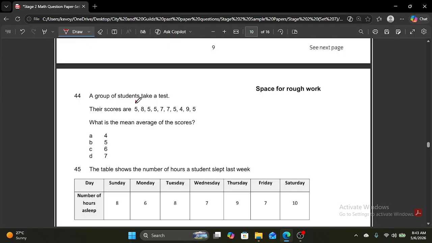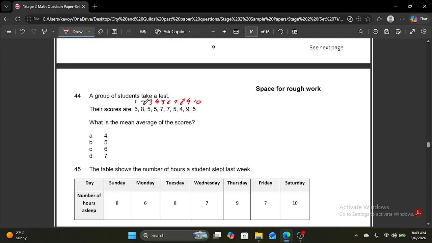So that's 1, 2, 3, 4, 5, 6, 7, 8, 9. So there are 10 numbers. So we're going to divide by 10.